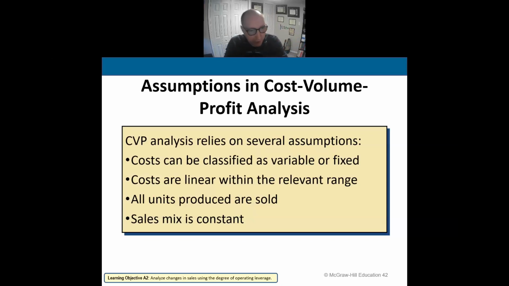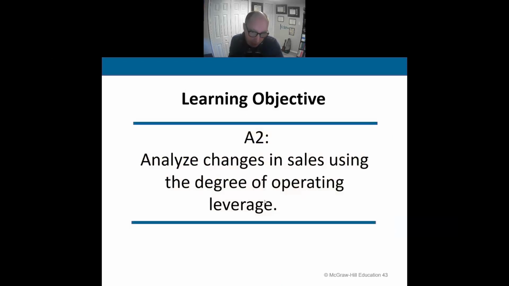A couple of assumptions here. The sales mix is constant, meaning I'm not continuously adding or subtracting different products. We sell each type of unit. The costs are relatively linear, and they can be classified as either fixed or variable costs. Those are the assumptions that we make when we're doing that type of analysis with multiple products.